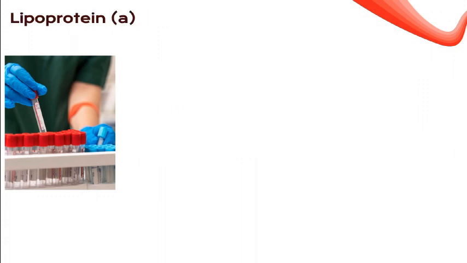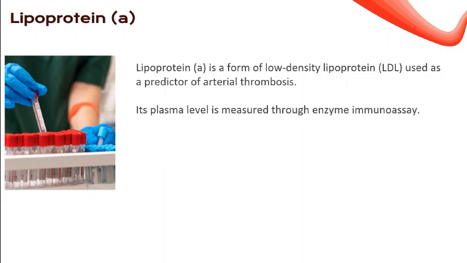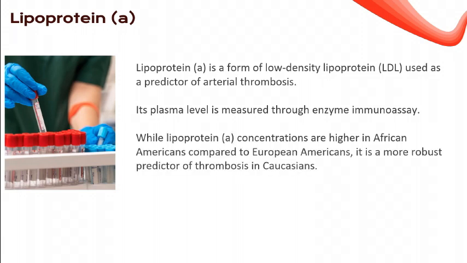Now, let's shift our spotlight to lipoprotein A, a form of low-density lipoprotein, LDL, that's making waves as a predictor of arterial thrombosis. Lipoprotein A levels are measured through the fascinating world of enzyme immunoassay. Now, here's an interesting tidbit: lipoprotein A concentrations are higher in African Americans compared to European Americans. But here's the catch: it's a more robust predictor of thrombosis in Caucasians.